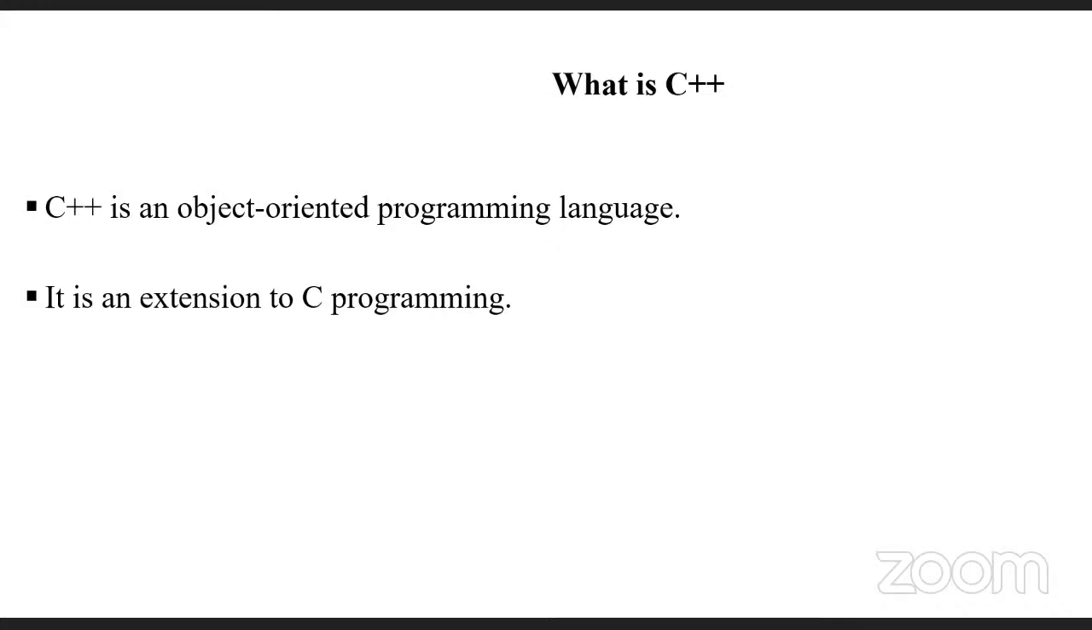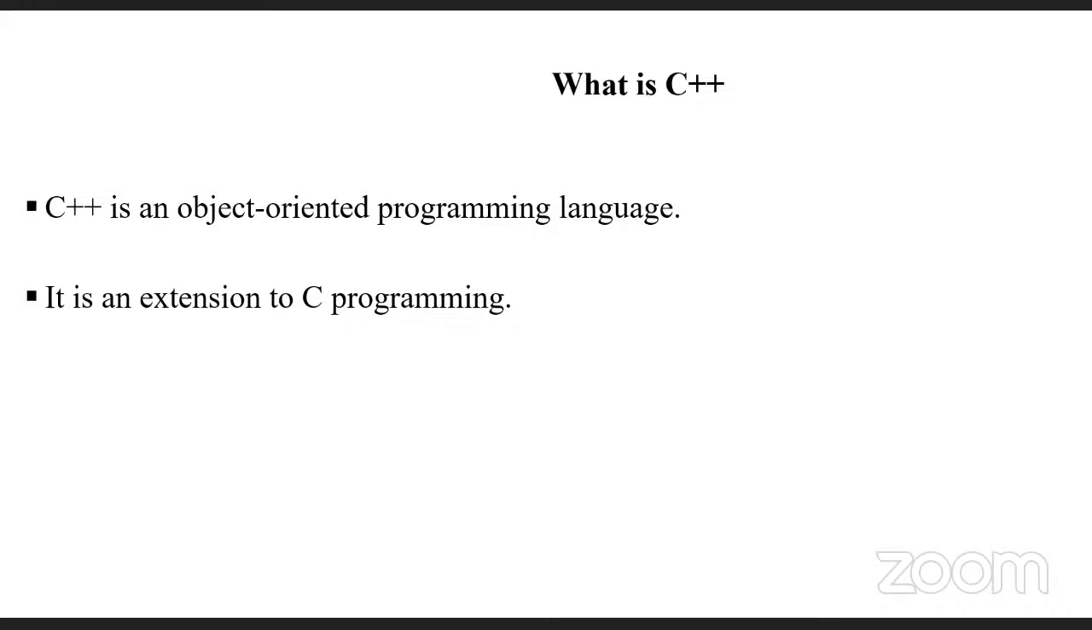Next, what is the behavior? What behavior does the student have? Behavior means the functionality of the object. Student can read, student can write, student can dance. That is called the functionality of the object. So those are called properties and functionality.